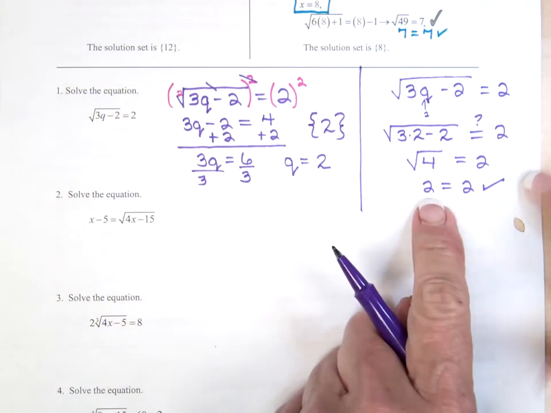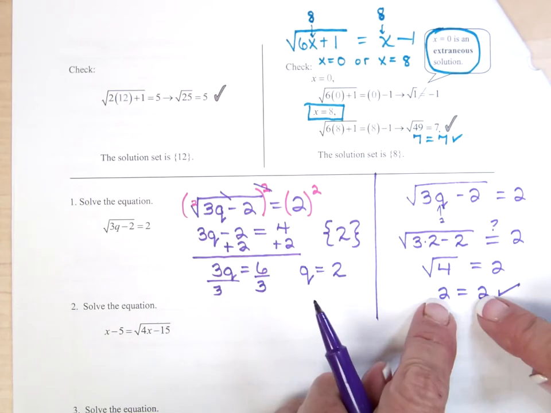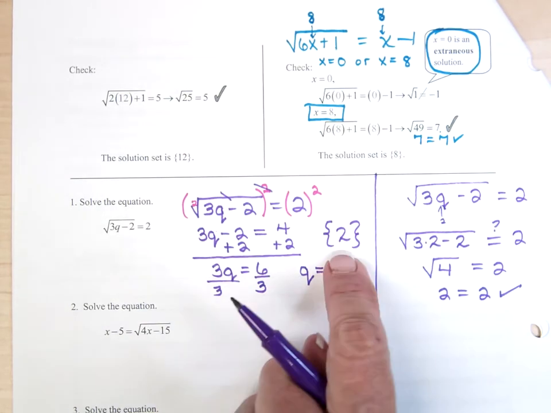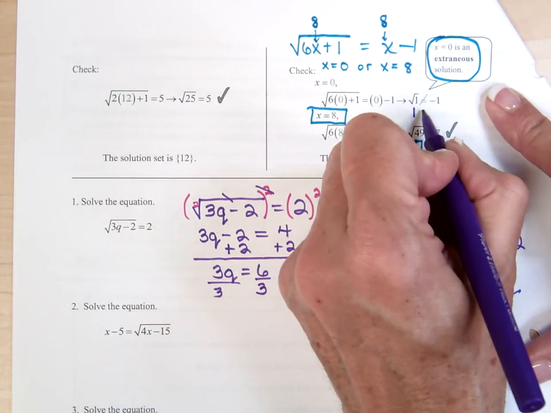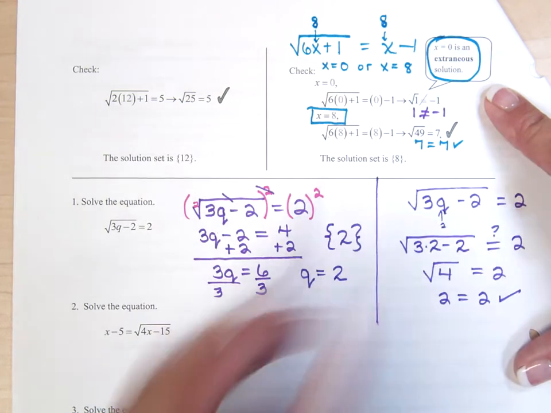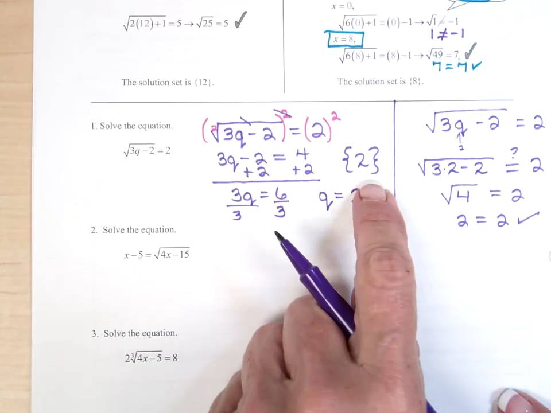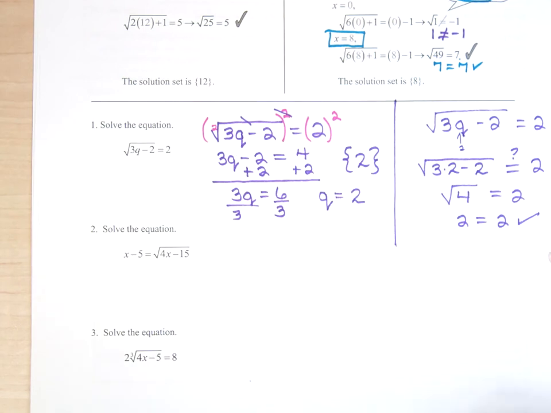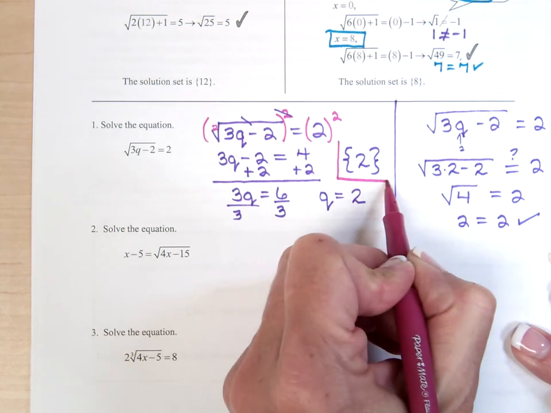So as long as this is a true statement, just like above, 7 equals 7, true, 2 equals 2, true, we put it in solution sets. If it provides a false statement, 1 does not equal negative 1, then we leave it out of solution sets. So this one has a solution of 2. So let's go ahead and box that just to make it easy to see.